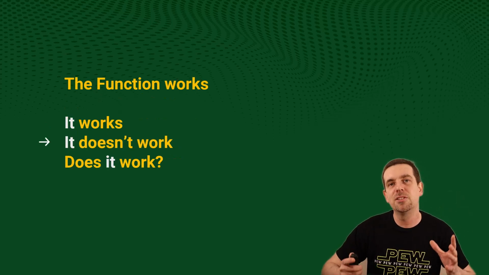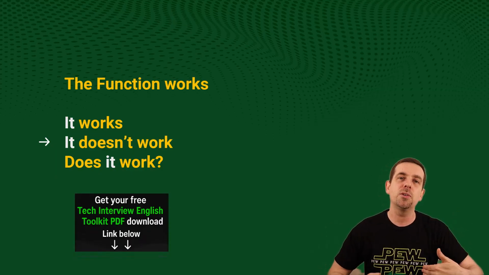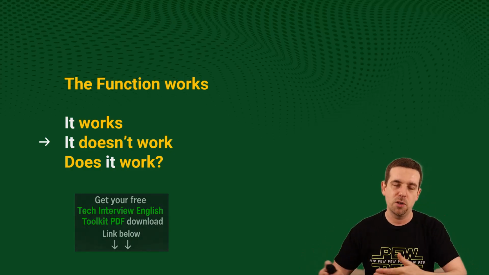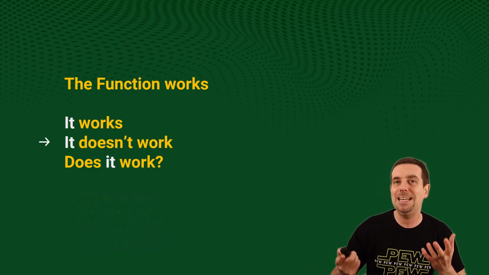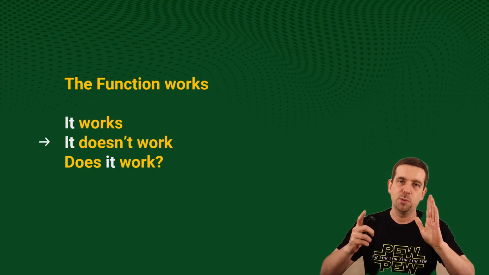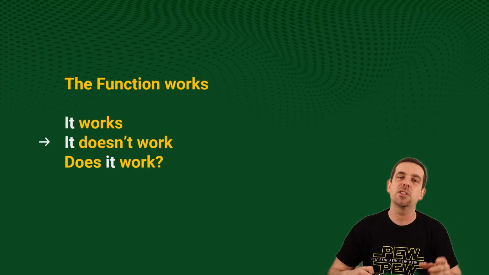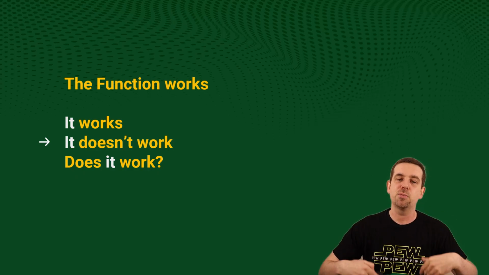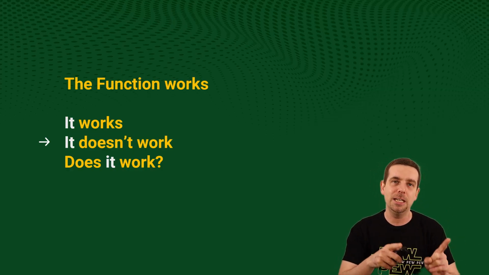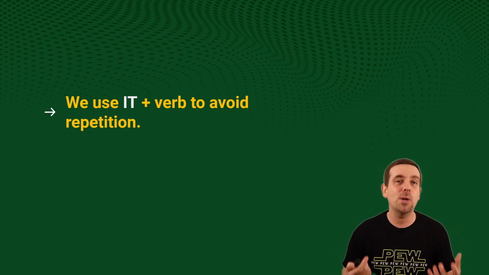Now, what happens in English, and a lot of languages, is that we don't want to repeat the name of the thing: the array, the function, the loop. So in English, we use the pronoun "it" because we don't want to repeat "the array, the array" again and again. We just start to use "it". And that's where you have "it works", "it doesn't work", "does it work?". Again, we use the word "it" to avoid repetition.